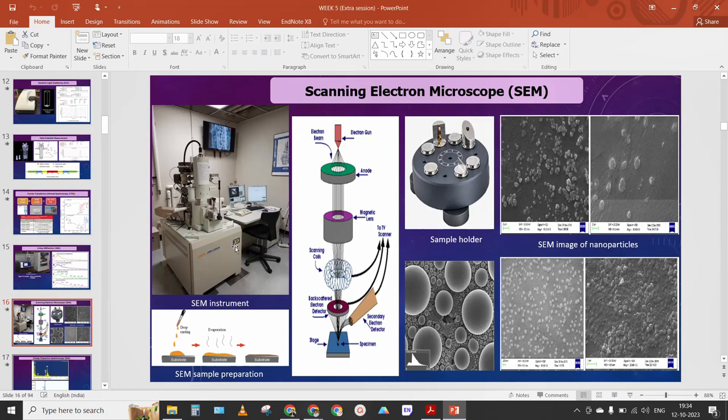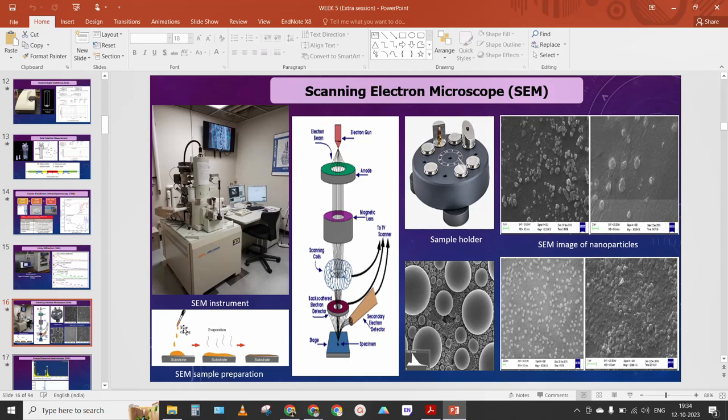So this is a visual representation of a scanning electron microscope. This is how it looks. Then the sample preparation for the SEM instrument. Suppose we have a liquid sample of nanoparticles. We'll drop cast that liquid sample onto a glass slide.